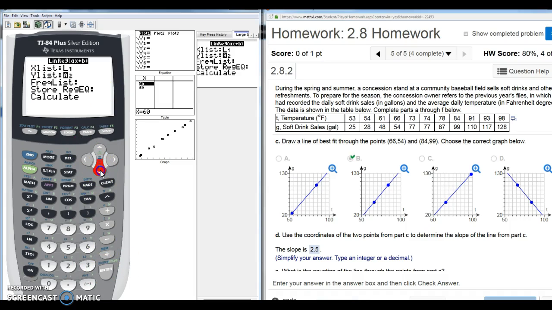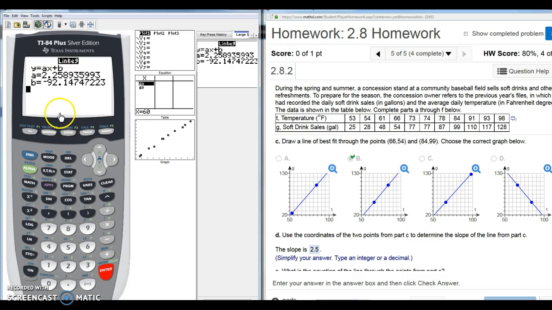And everything looks great. My X values are in those lists. I don't change anything else, and I hit Calculate. And it looks like my best fit line, see how it says y equals AX plus B? They're using A for slope. 2.2589 is the slope, and the y-intercept is negative 92.14. That is the best fit line. Notice that the one we're approximating over here has a slope of 2.5. I hope that gives you an idea of how to use this to find the line of best fit. We'll talk more about finding the equation of the line in class.